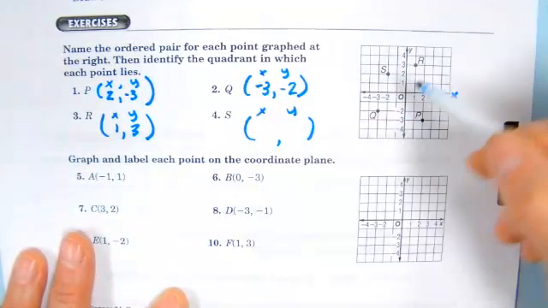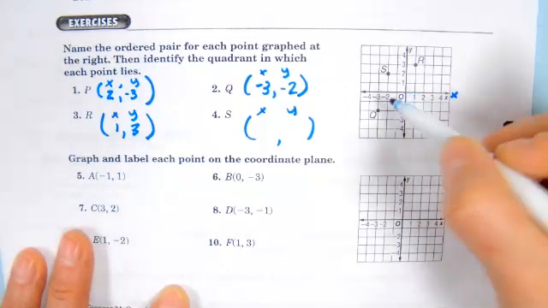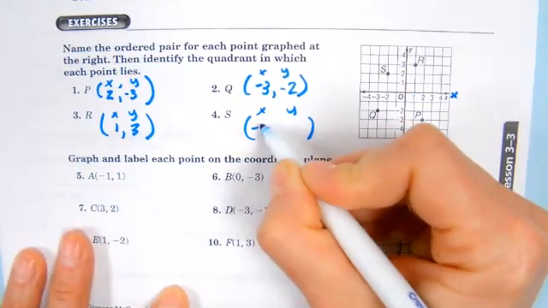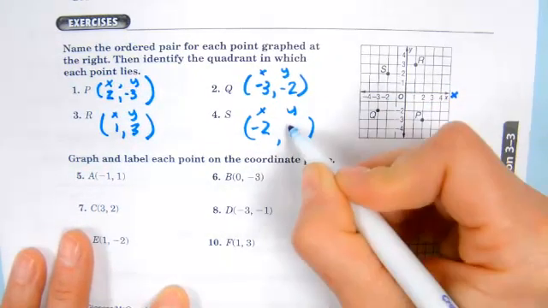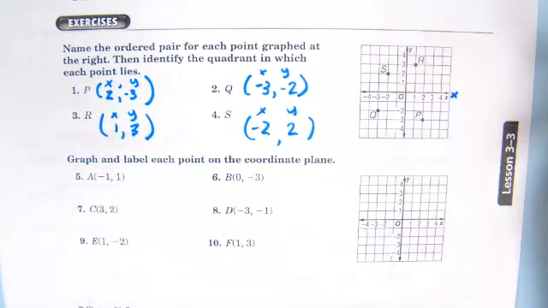If we are to do it that way, starting at 0, 0, starting at the origin, we have to use our x-axis first. So you'd have to go to -2. That would be our x. And then we'd have to go up to +2 on our y. And then we would get to point S. Okay, so that's a reminder of how to identify ordered pairs.